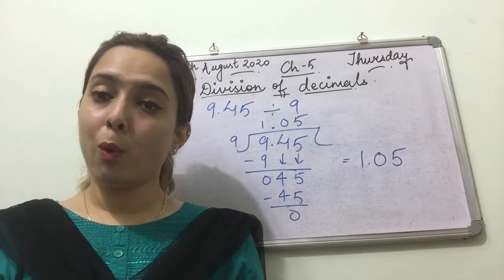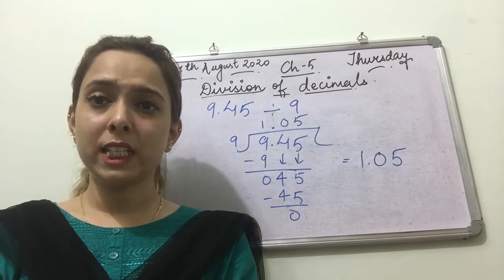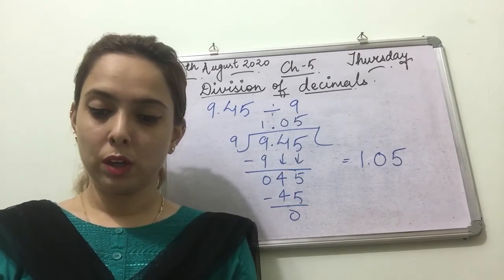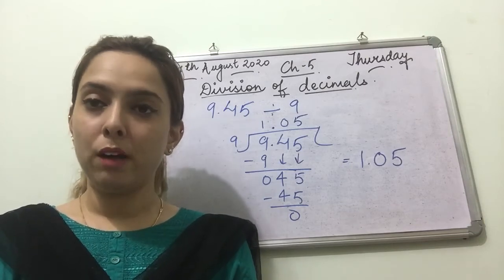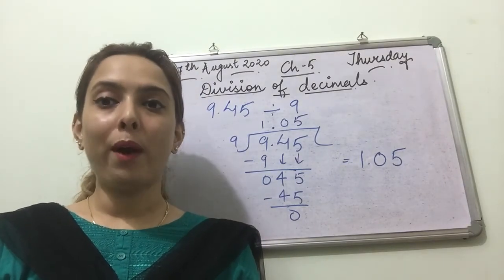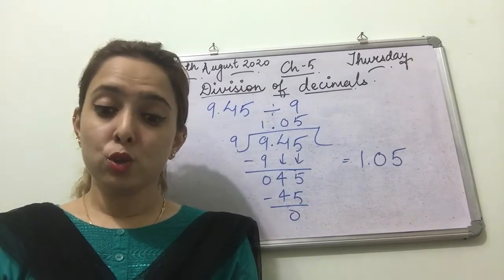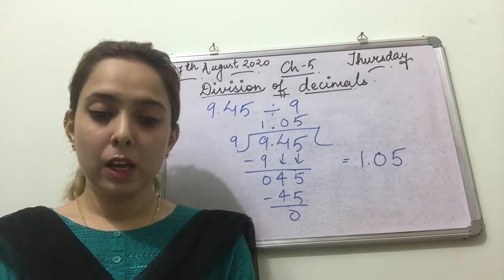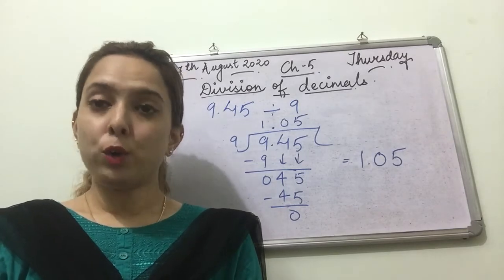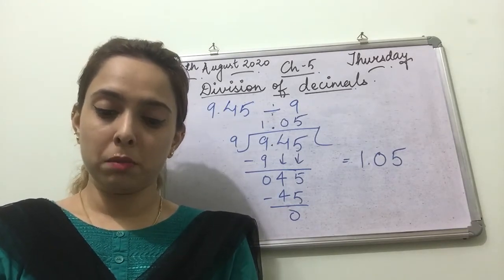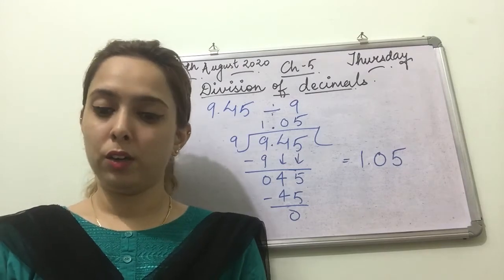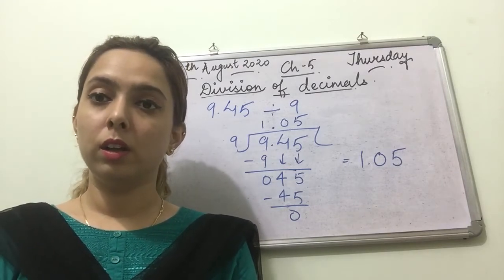Next is 0.6 by 3. Again, 6 is divisible by 3. 3 twos are 6, so the answer will be 0.2. Next is 0.25 by 5. Again, 25 is divisible by 5, so the answer will be 0.5 because 5 5s are 25. So in this way, you have to solve these sums orally. A part and B part, you can solve orally. Or initially you can practice these sums in your rough notebook, and after understanding these steps, you can solve them orally. You need not do A and B in your notebook.